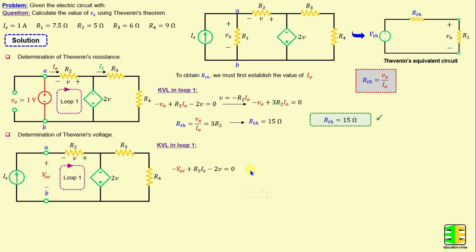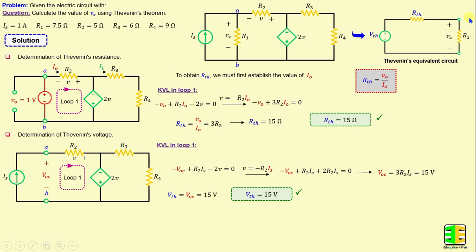And according to Ohm's law, the voltage V across the resistor R2 is equal to negative R2 times IS. If we replace V in this equation, we obtain negative VOC plus R2 times IS plus 2 times R2 times IS. That means VOC is equal to 3 times R2 times IS. And if we replace R2 and IS with their numerical values, we obtain VOC is equal to 15 volts. VTH is equal to the open circuit voltage VOC. That means VTH is equal to 15 volts.